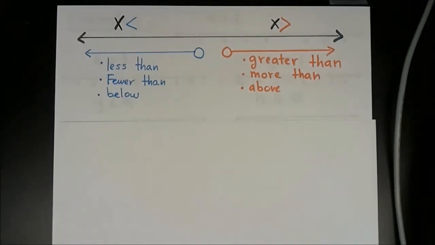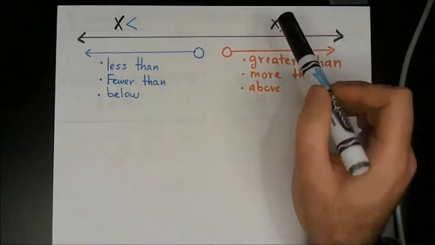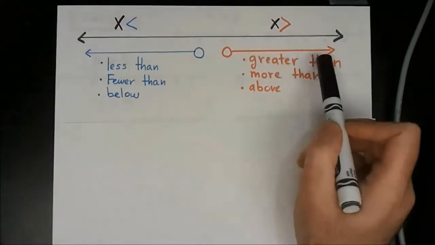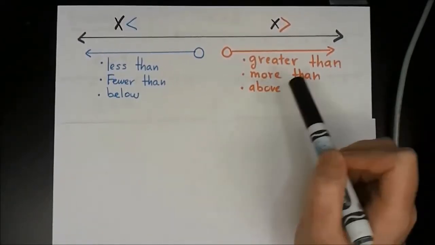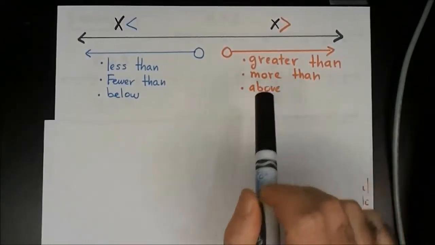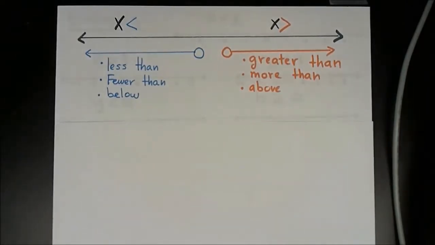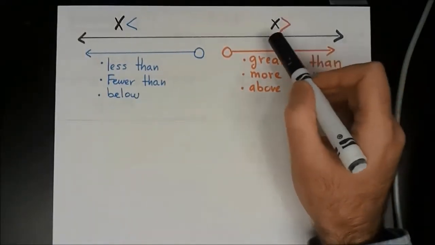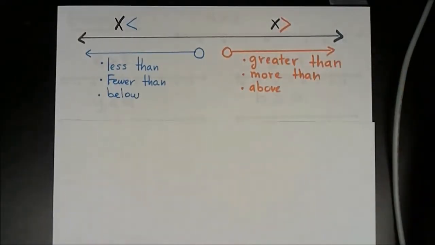Okay, there are several words that can describe these inequalities. For this case, where the variable is facing the larger part of the alligator symbol, you can use or see greater than, more than, or above. These are all positive statements. Greater than, more than, above. It means go to the right side. And your variable should be facing the larger part of the alligator symbol.